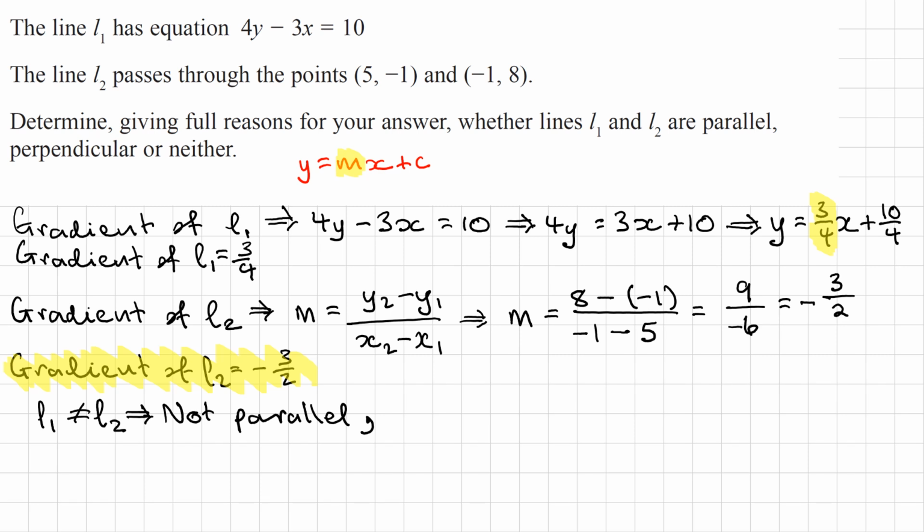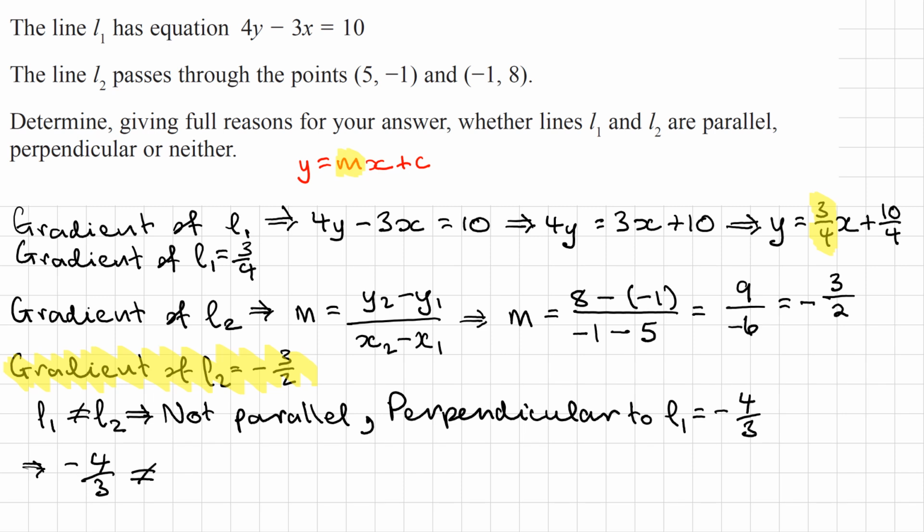Okay, well, let's look at the negative reciprocal of the gradient of L1. So perpendicular to L1 would be -4 over 3. So from that I can see that -4 over 3 is not equal to the gradient of L2, which is -3 over 2. So that means that they are not perpendicular either. So they're this neither thing that it's talking about.